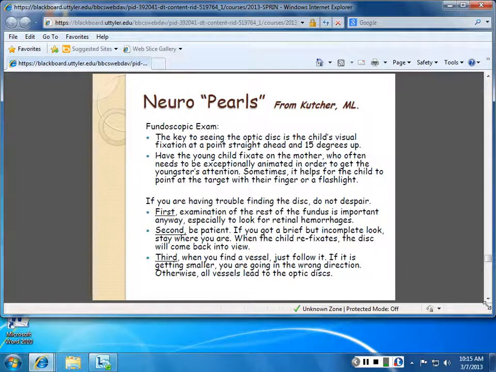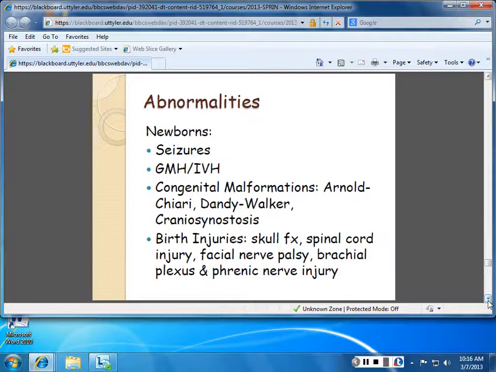If you're having trouble finding a disc, I like this, don't despair. First, the examination of the fundus is important anyway, so you look for retinal hemorrhages. Be patient. If you get a brief and incomplete look, just wait till the child turns back and focuses again and look again. When you find a vessel, just follow it. If it's getting smaller, you're going the wrong way, so look the other way. Otherwise, all vessels lead to the optic disc. And again, like these new skills you're learning, it's just going to take practice.